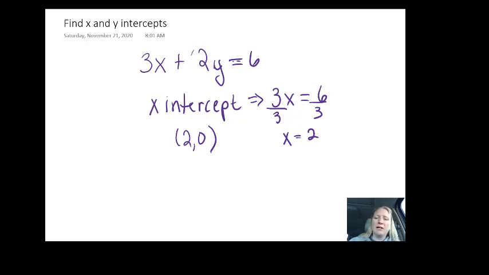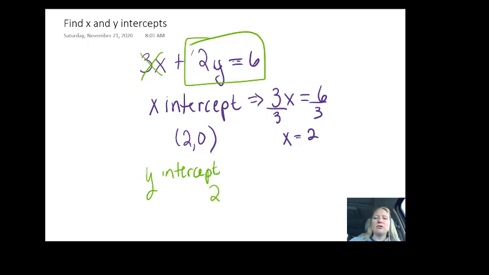And then to find the y-intercept, we just use this piece. This is 0. So for my y-intercept, I have 2y equals 6. I need to divide. So the y-intercept is 3, or (0, 3).